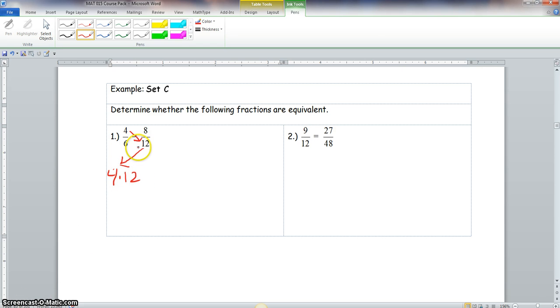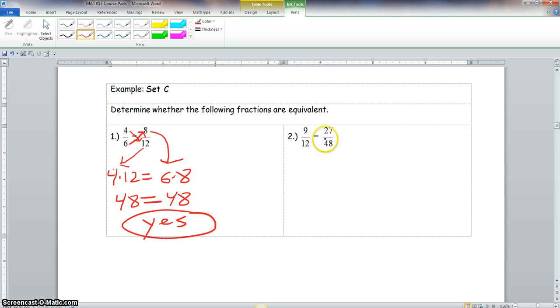So we have 4 times 12, which would give us 48. And that is supposed to be equal to, now we would take this 6 times 8. So we have 6 times 8. Now 6 times 8 is also 48. So your answer here is yes. Okay, now we do the same thing here.